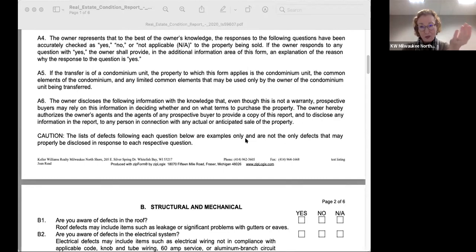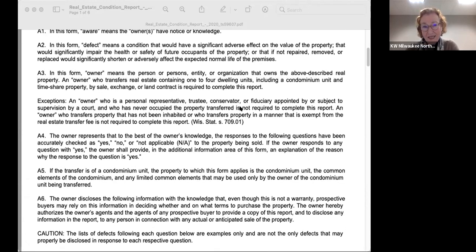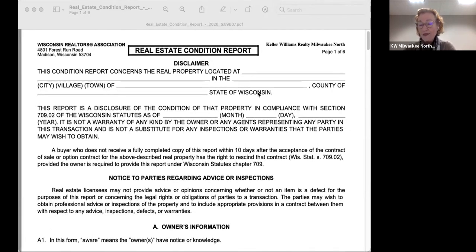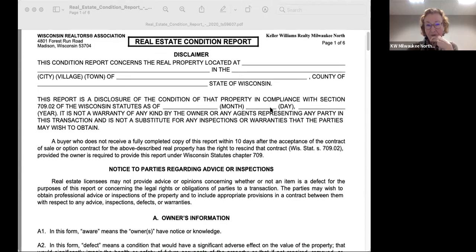So if there's something that isn't on the form, but the seller realizes it is a defect with the property that they have noticed or they are aware of, they must add it to this condition report. Now, as I said, because this is on the first page with the blanks where you fill in the address, you don't fill them in. The seller fills them in either digitally or handwriting.